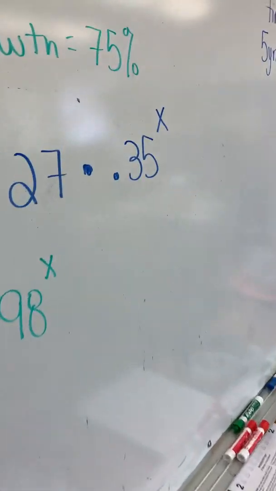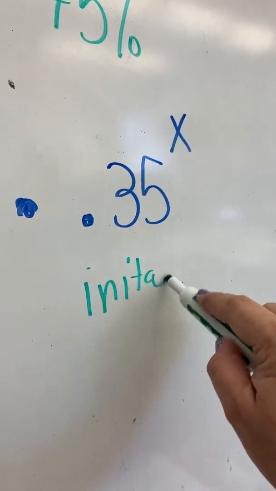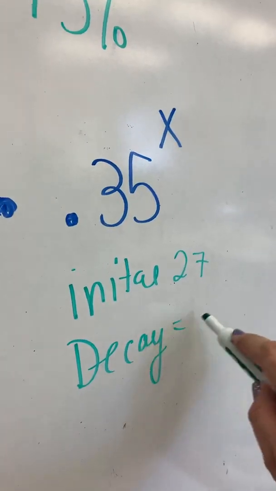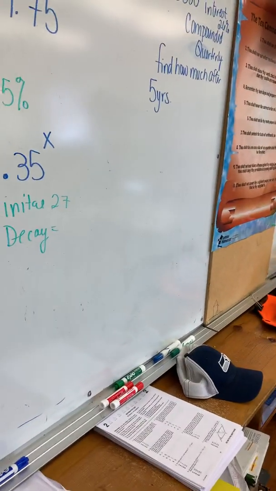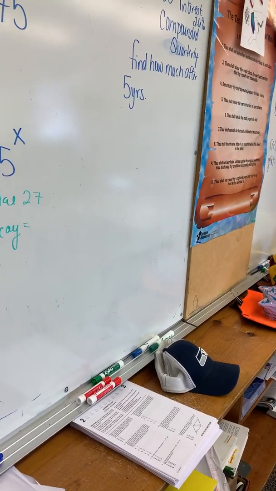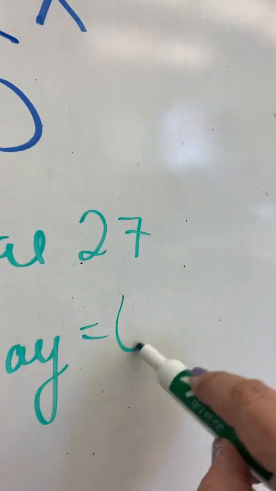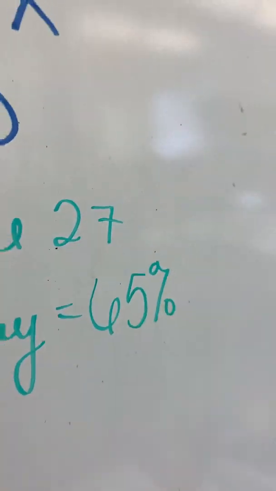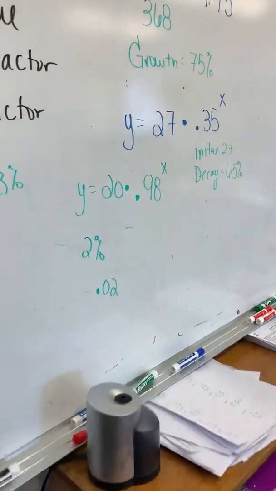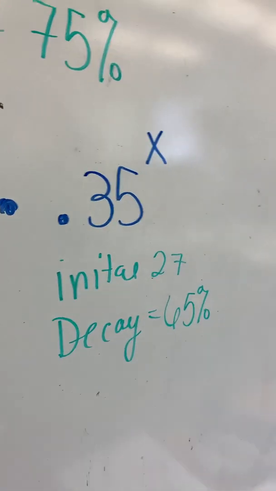Okay? This right here. What is my initial value? Is that a growth or a decay? What's my decay factor? Take 1 away. So it'd be what? What's 100 minus 35? 65. My decay would be a 65% decay. 100 minus 35 is what I meant. Some of these you're just going to be finding the growth and the decay.